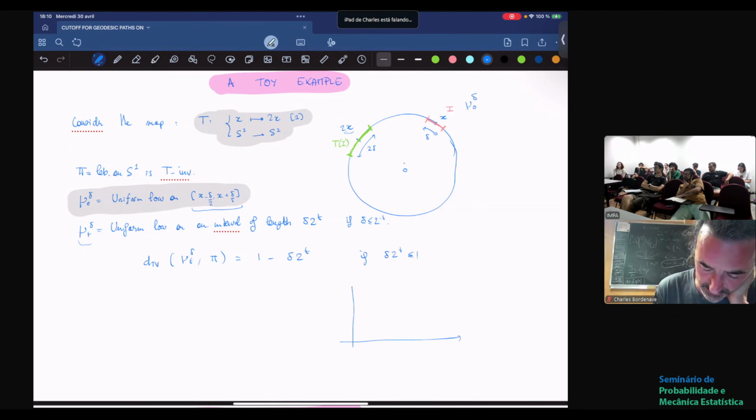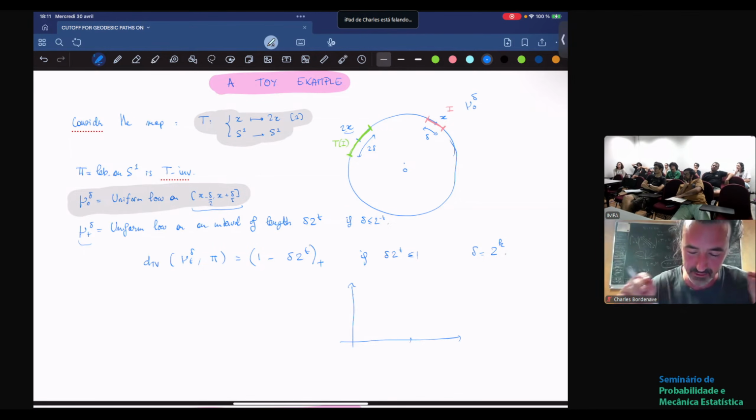So you get an exact formula, which, if you assume, for example, and I will make a stupid assumption, that delta is of the form 2 to the minus k for some k, then when you reach time k, you have exactly recovered the invariant measure. So this is the exact formula for the total variation at all times. So you have a cutoff at time k, which is log of 1 over delta over log 2. And beyond this time, the total variation distance is exactly 0.